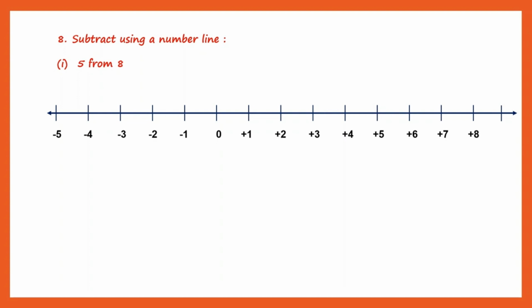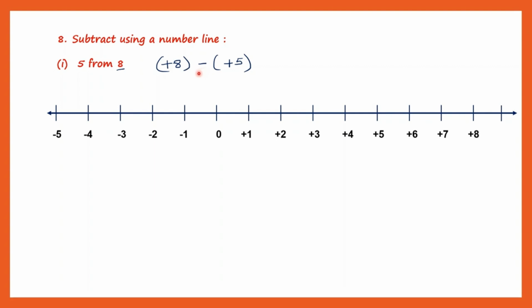So 5 from 8, what does that mean? What comes after the word from should be written first. So that will be 8 minus 5. So this is plus 8, one integer, and this is plus 5, the other integer. So what have I done here? I have just put plus 8 first because here it says from 8. So 8 has to be written first and then we have plus 5 and the operation is subtraction.